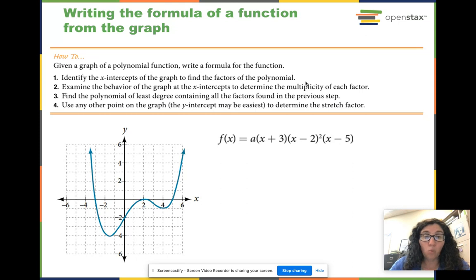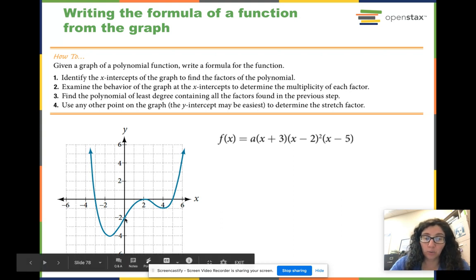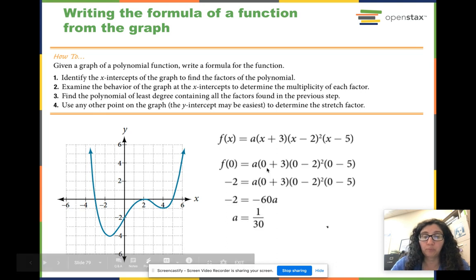So we've done steps 1, 2, and 3. Now we need to figure out what this a is. So we choose any other point. This one looks nice and convenient, right? If x is 0 and y is -2, we say f of 0 is a times this times this times this. We figure out what all of those are.